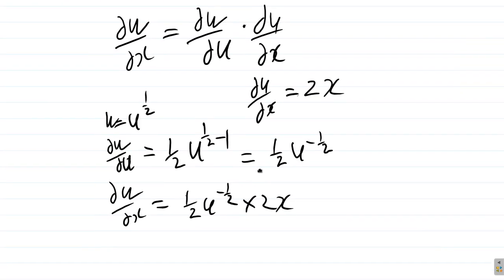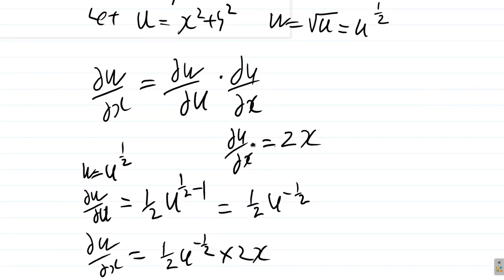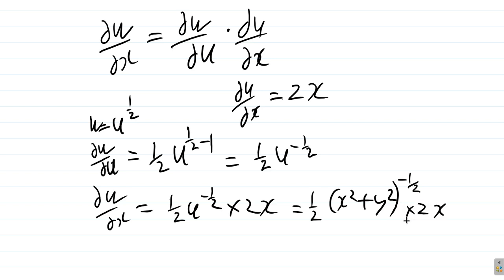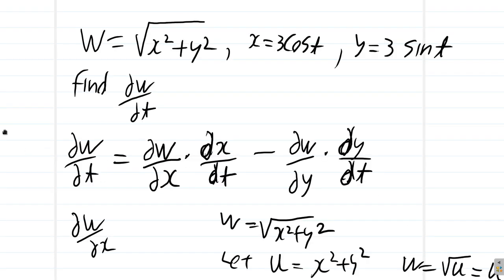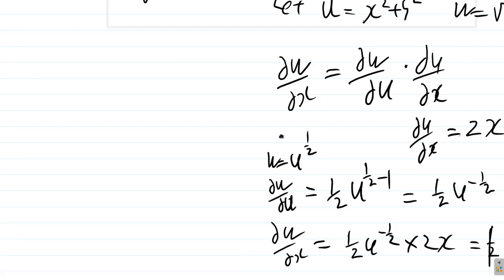But the thing now is, you need to change the u back to what it was. u was x squared plus y squared. So this is half x squared plus y squared to the negative half times 2x. You can simplify this. 2 times a half is 1, so it's all gone. Let's write it exactly as it is up here. X squared plus y squared to the negative half times x.